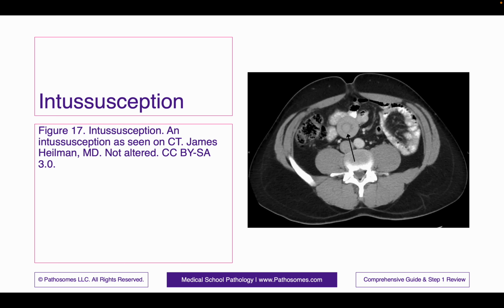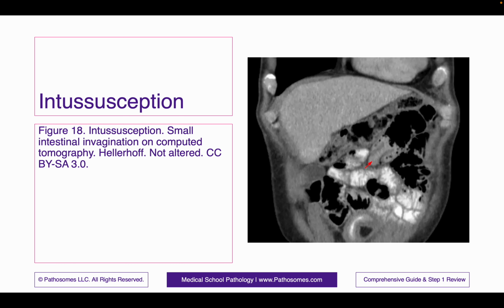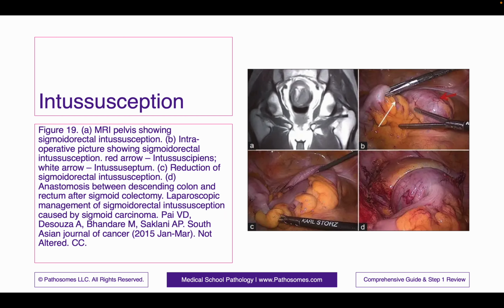Here we can see a CT scan from a patient with intussusception. Can you appreciate the target sign? And here we have small intestinal invagination shown on a CT scan. And here we have what intussusception looks like if you were actually doing the surgery or getting the initial imaging with A.